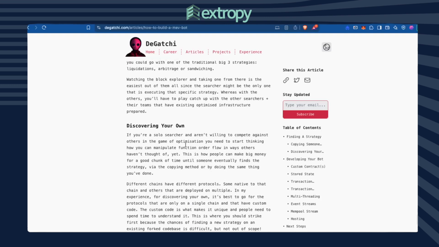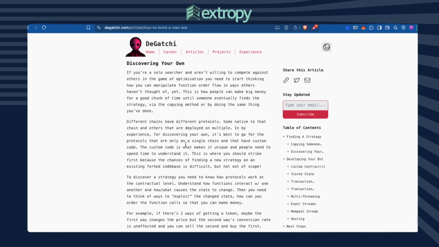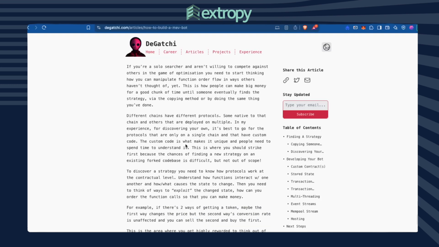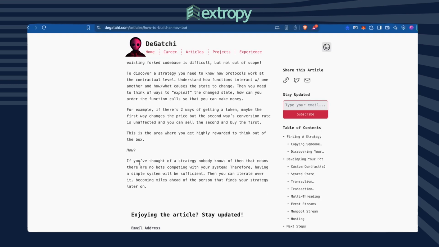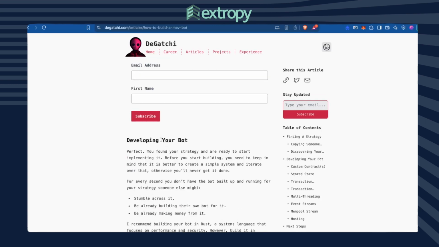The other thing you could do, of course, is to work out your own strategy. I think this probably has potential to make more, in the sense that it could help you stand out from other people. But for that, obviously, you need a good strategy, and you're going to have to put more work into it and do more building. So yeah, this is the point here: you get highly rewarded to think out of the box. So that's that point.